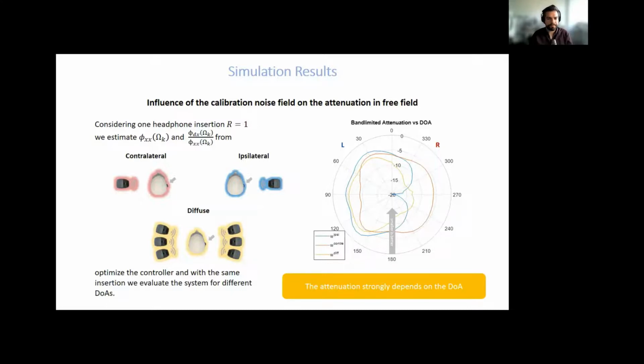ipsilateral DOA. With the controller optimized for the contralateral side, shown in red, similar attenuation results could not be achieved for the contralateral DOA, probably because for the DOAs in the contralateral half hemisphere, the performance is limited by a low causality margin. The controller optimized for a diffuse field, shown in yellow, shows an attenuation of at least minus 10 dBs for the whole ipsilateral half hemisphere. This is probably explained by the shadowing effect of the human head, which weights the DOAs of the ipsilateral side more.